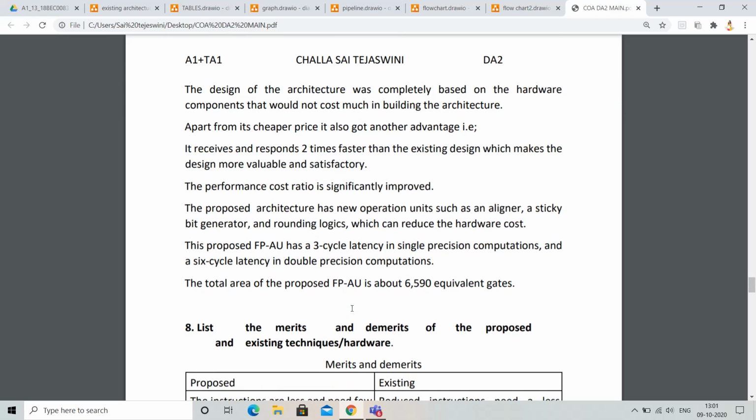The proposed architecture has new operation units such as the aligner, a sticky bit generator, and rounding logics, which can reduce the hardware cost. This proposed FPAU has 3 cycle latency in single precision computations and 6 cycle latency in double precision computations. The total area of the proposed floating point arithmetic unit is about 6590 equivalent gates.